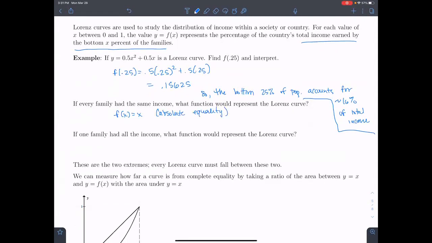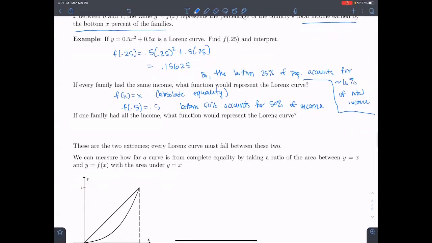That would mean that f of 0.5 is 0.5, so 50% of the population, the bottom 50%, accounts for 50% of the income. That's perfect, right? So that's absolute equality. If instead one family had all of the income, what function will represent the Lorenz curve?